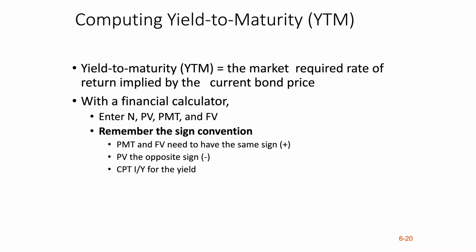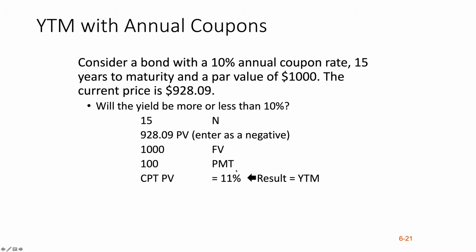Now, don't forget, the present value should have a negative sign in front of it. It's called a sign convention, right? Present value has the opposite sign, negative, but the coupon payment and future value are positive. You compute for I, for the yield. Let's look at one example. First, let's make it simple with an annual coupon bond, so we don't need to do the 6 months adjustment.